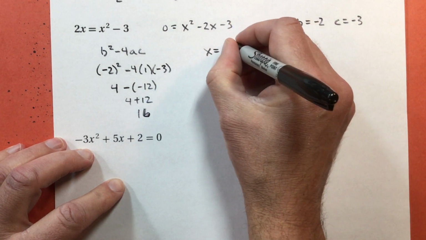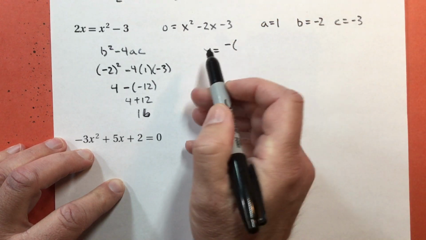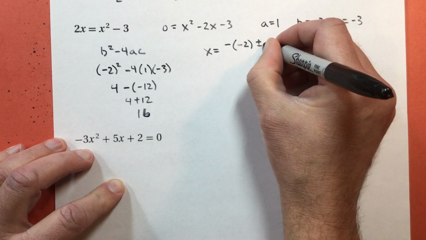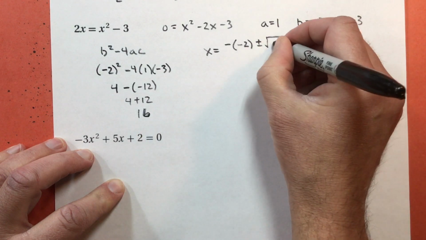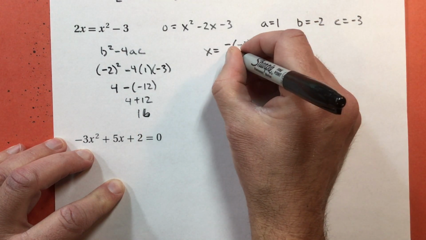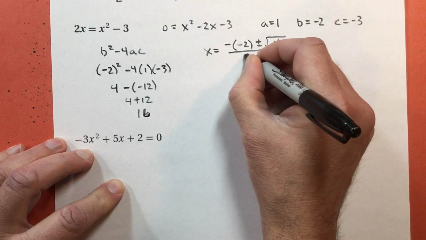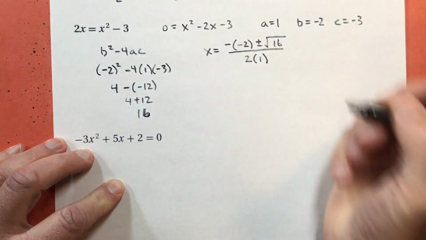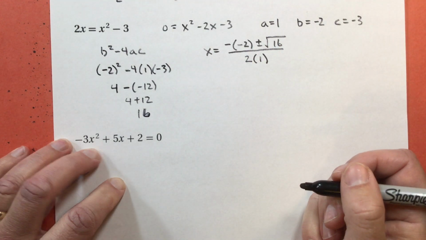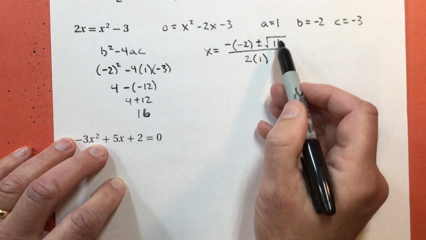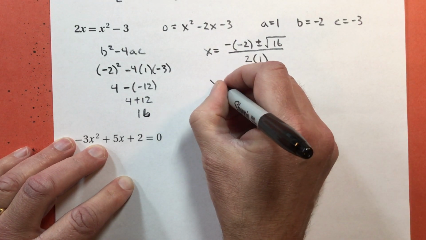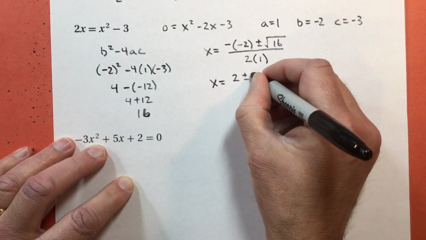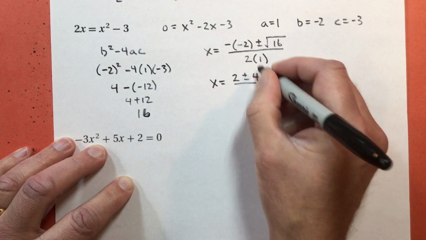So x is equal to the opposite of b, parentheses. My b is negative 2, so the opposite of negative 2, plus or minus the square root of what I just found, 16, divided by 2 times a. And my a is 1. Find the opposite, take the square root, multiply by 2. You're going to do that every time. The opposite of negative 2 is 2. The square root of 16 is 4. And 2 times 1 equals 2.